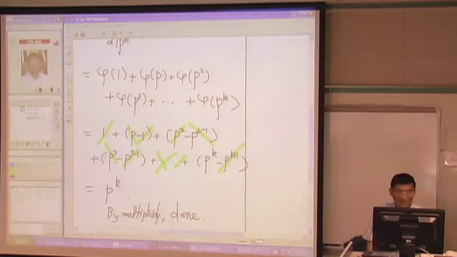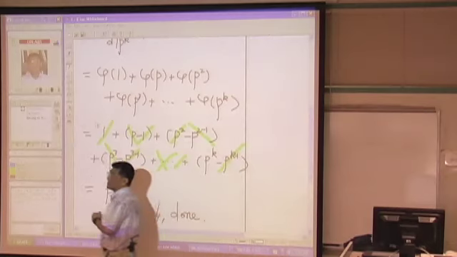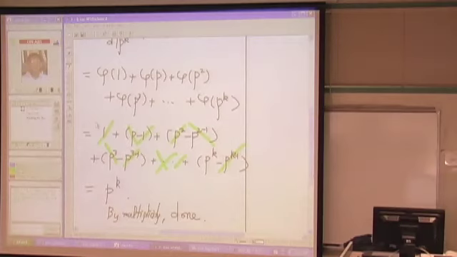So let's stop here, and next time I will cover a very, very important theorem called the generalized Fermat theorem, or Euler theorem, which is used in coding in modern days, in coding theory.